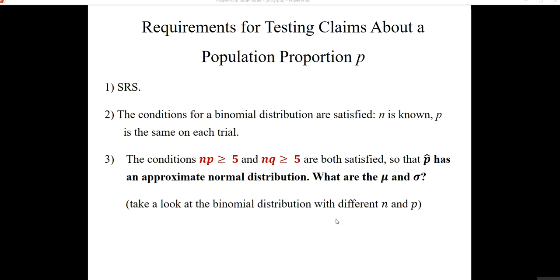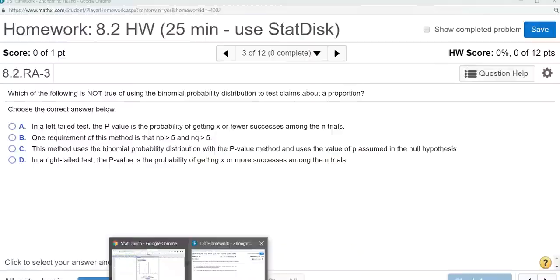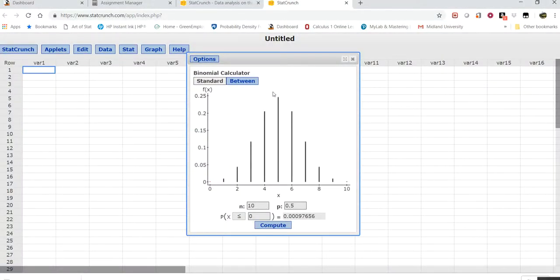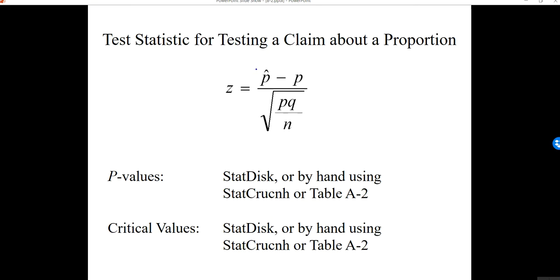So now I would like you to take a look at the binomial distribution with different n and different p, so that you are convinced that n times p should be greater than or equal to 5, and n times q should be greater than or equal to 5, so that you get some normal distribution here. And why normal distribution? Because for the test statistic, this is your sample proportion, this is the hypothesized proportion. When they subtract and divide by the standard deviation for the difference, that will be the standardized value, which is the z value. So we need the normal distribution here.